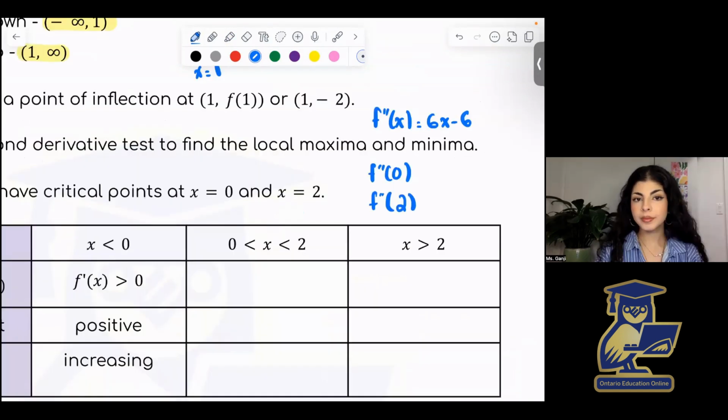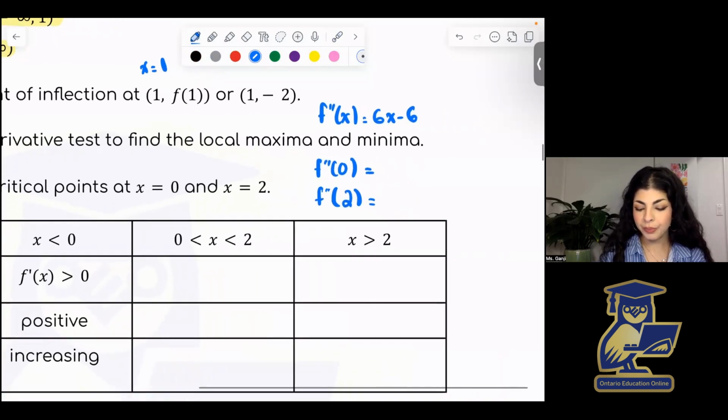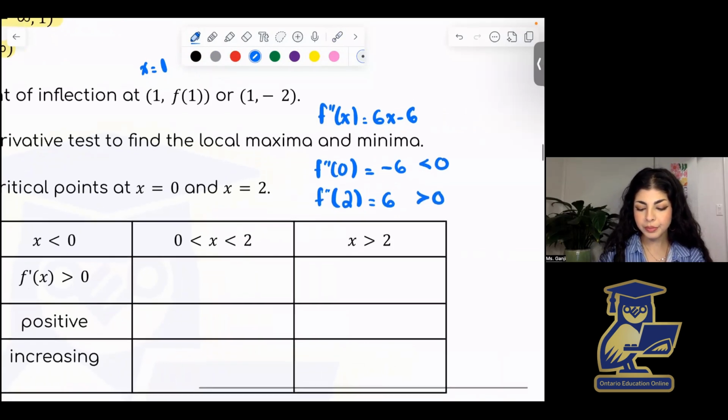to find if this is a local maxima or a minima. So to do this, we're going back to the 2 points from our critical points. So remember that the second derivative is 6x minus 6. So we're testing f double prime of 0, and f double prime of 2. So here I get negative 6, which is less than 0. And here I will get just 6, which is greater than 0.